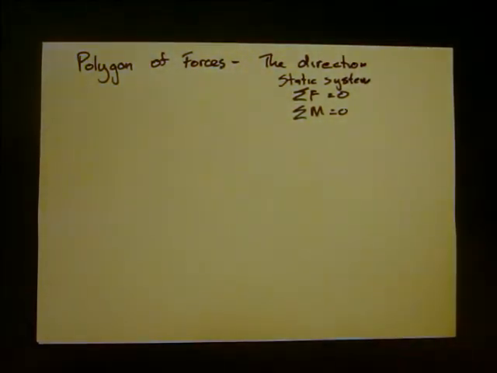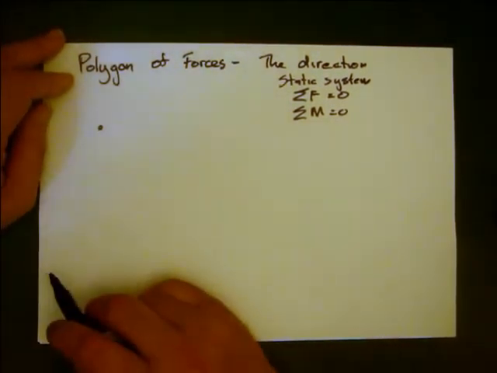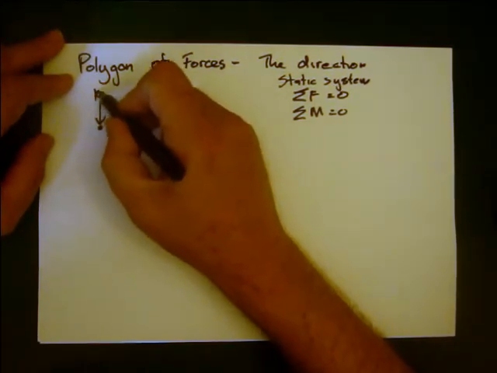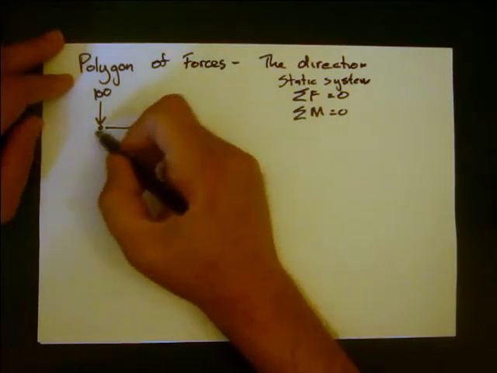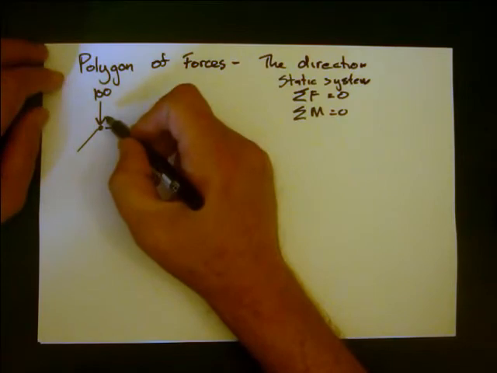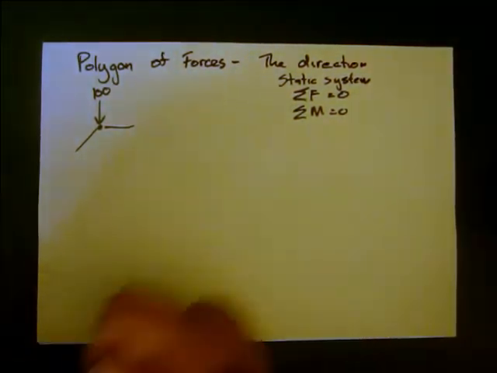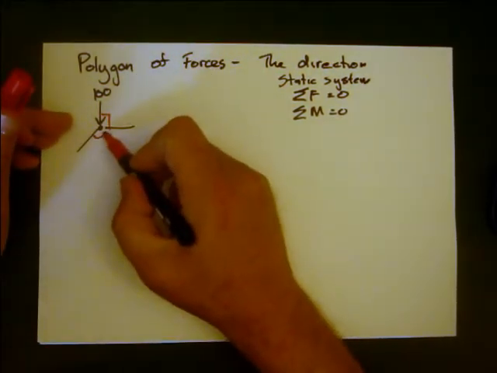So say we have an object here and it's got three forces acting. We've got a force acting this way, let's make this 100 newtons. We've got a force acting this way and we've got a force acting that way. They're all working on this point. So we're going to set this up with a nice round number. We're going to make that a right angle and we're going to make this angle 145 degrees.